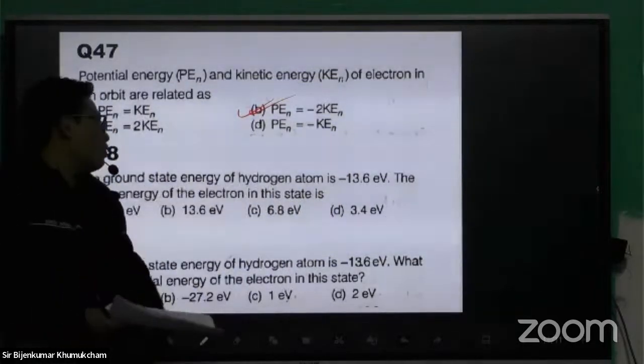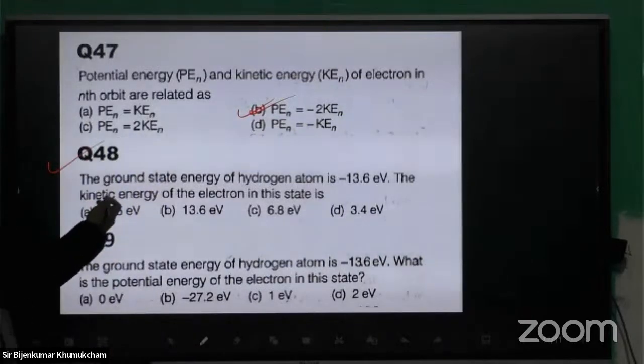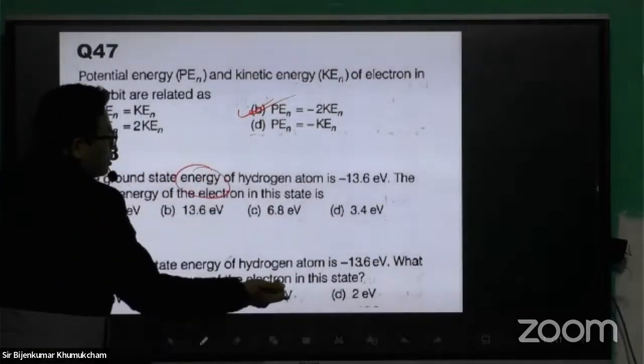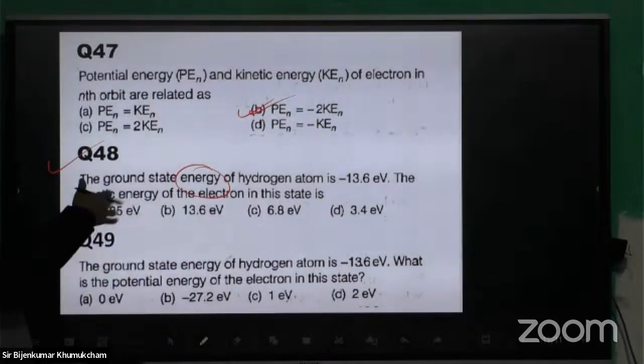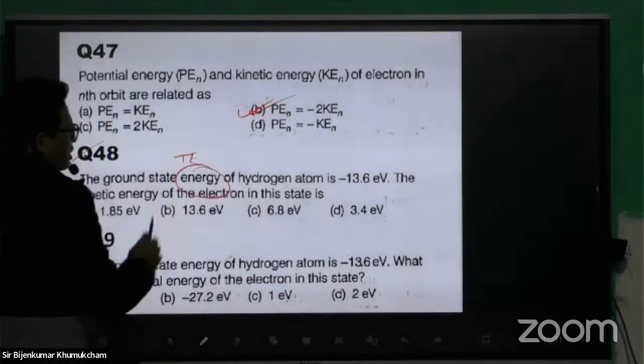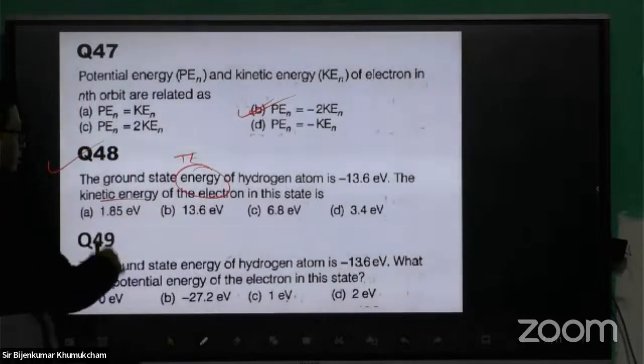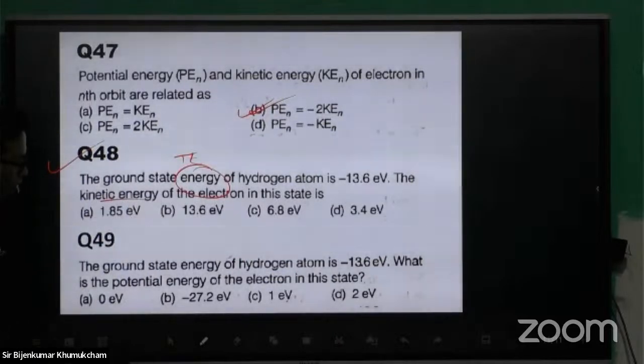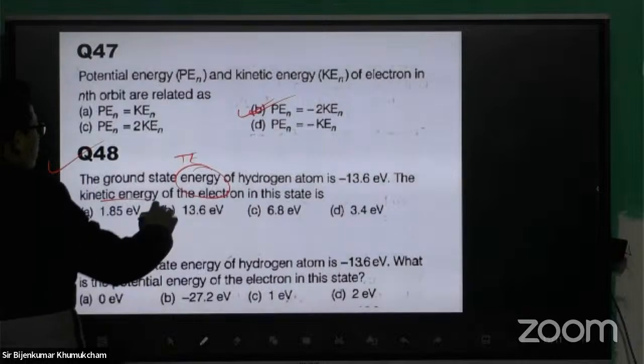The ground state energy of hydrogen atom is minus 13.6. Ground state energy, total energy is minus 13.6 electron volt. Kinetic energy is 13.6 electron volt.